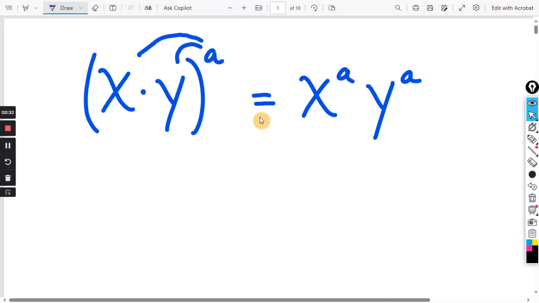And of course, since it's equals, you can work this both ways. If you have two different terms to the same exponent, in this case a, you can multiply those two terms and raise that whole thing to the same exponent. So that's what we're going to do in this exercise for the most part. I'll add to these notes if necessary.